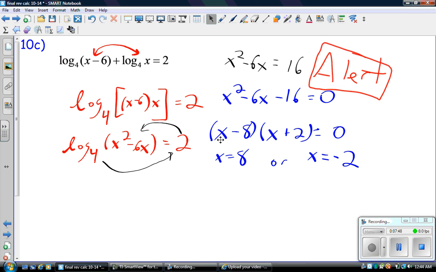You have to check these. So if I plugged 8 in here, you'd have the log of a positive number, 8 minus 6. If I plugged 8 in here, log of a positive number. You're okay. But if you do negative 2, you have the log of a negative number. Oops, that's not what we want. So that's out. So the only actual answer is x equals 8. And again, you could plug 8 into the original, and it should work. It's a little bit tricky in the calculator, but you can sort it out.